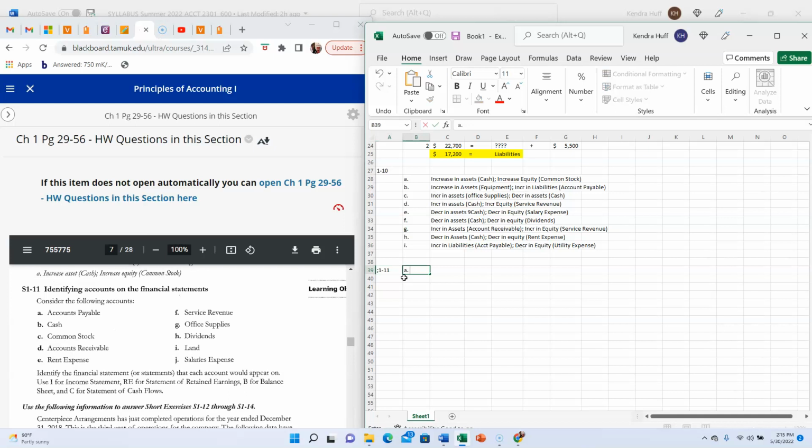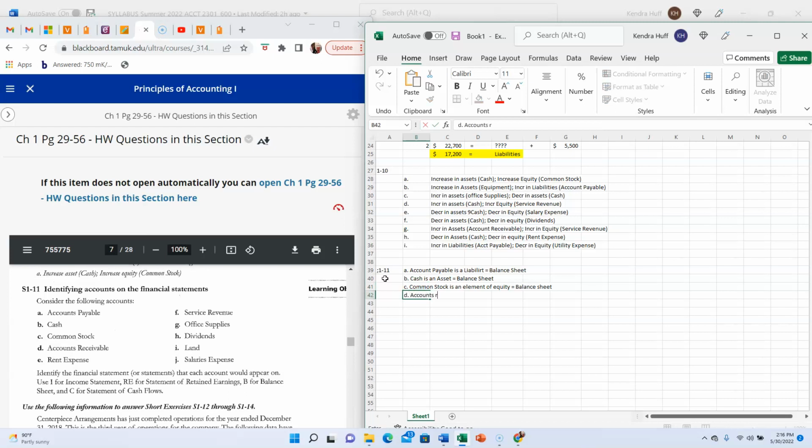All right, accounts payable. I'm going to go ahead and write it out because I'm just going to take a note. Accounts payable is a liability, so that goes on the balance sheet. Cash is an asset. That also goes on the balance sheet. The balance sheet is assets, liabilities, and equity. C, common stock is an element of equity, so that goes on the balance sheet.